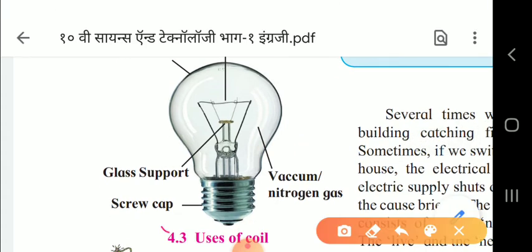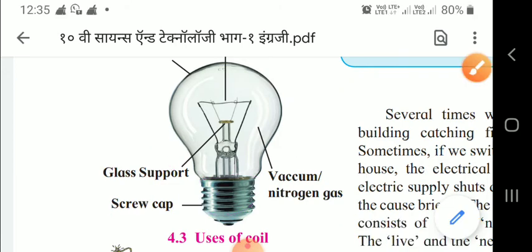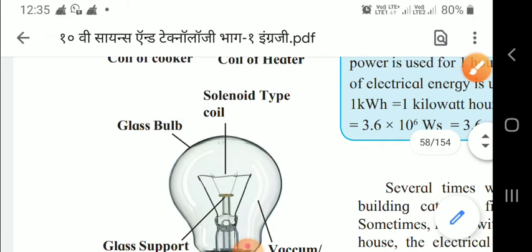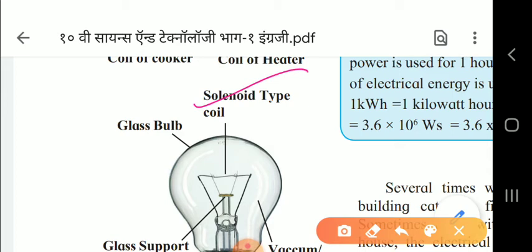This is the uses of coil. It is used in the electric bulb. Here the vacuum is created and nitrogen gas is there. Now a glass support is there, a screw cap is there. This is the screw cap. Then here we can see a solenoid type of coil is there. This is the glass bulb.